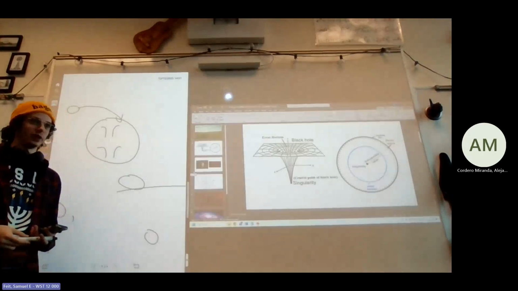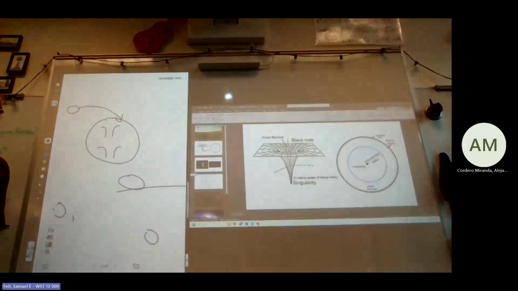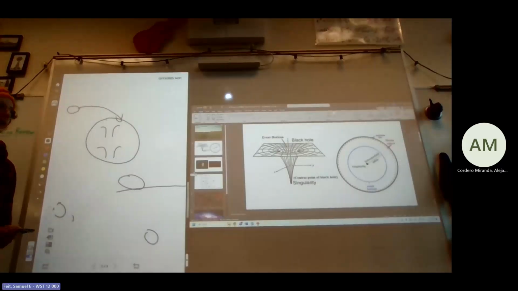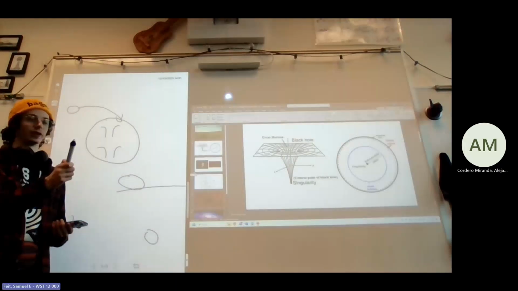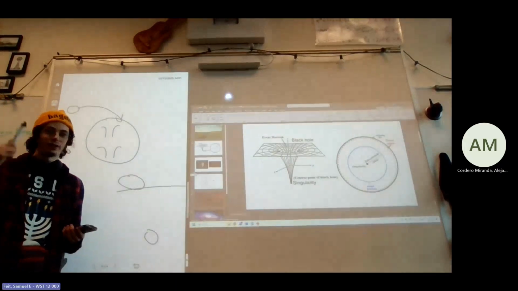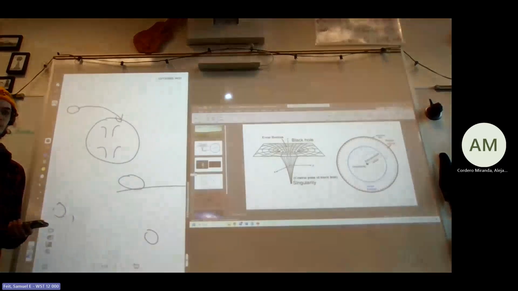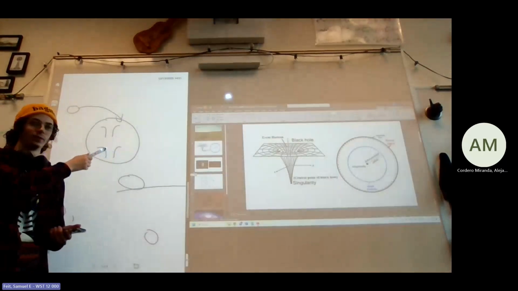It kind of reverses space and time, where space becomes your future and time becomes the thing you move along, instead of space being what you move along and time being your future. Does that make sense? It's the idea that you're destined to go to the singularity if you enter a black hole.